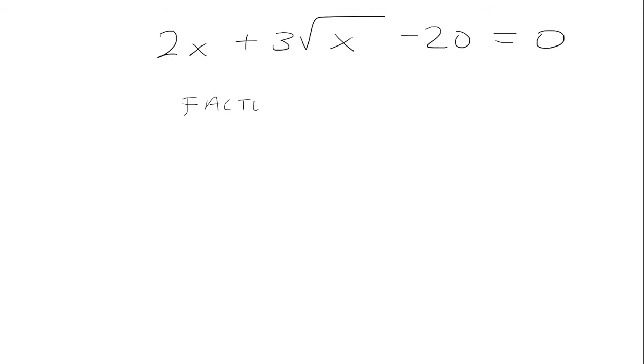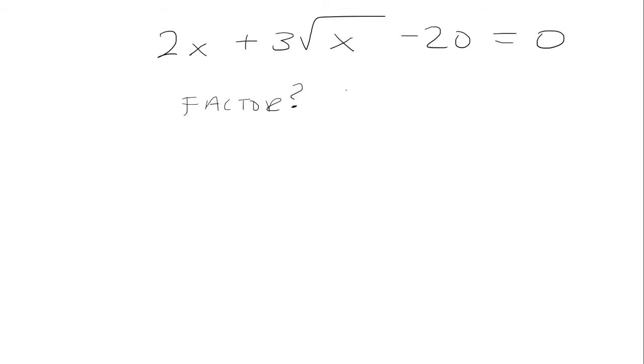Okay, all right, let's look at another one. We have 2x plus 3 root x minus 20 is equal to 0. This one we can make a substitution. Actually, there's two ways to do it. Let's see if we can factor it first. So can you factor?